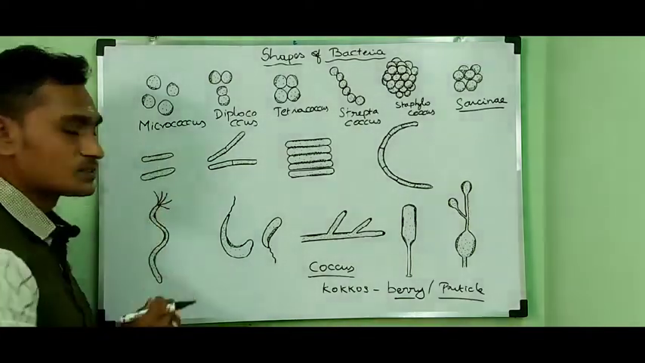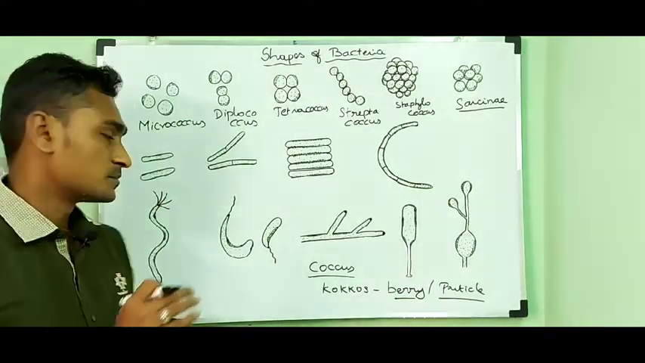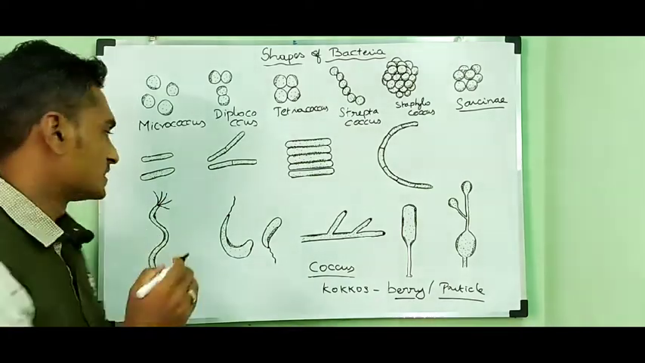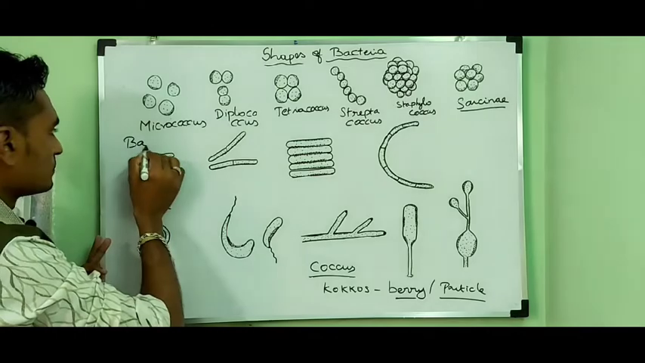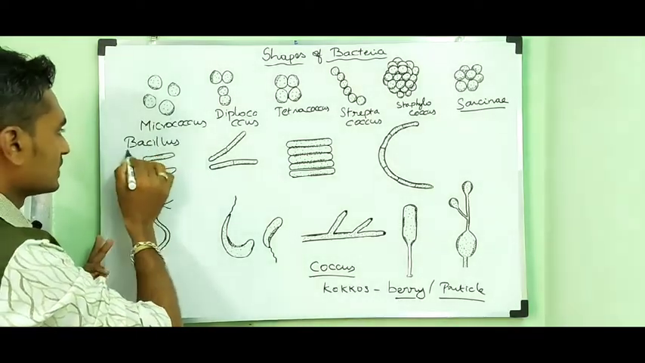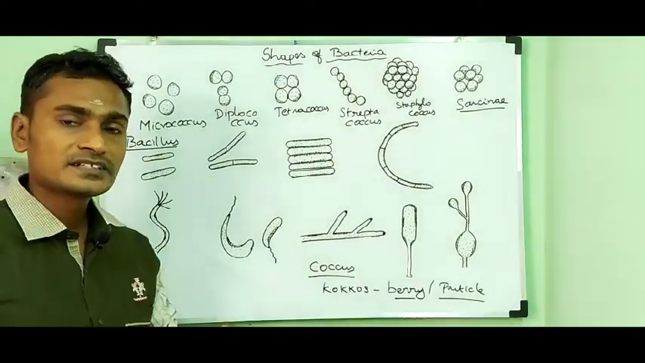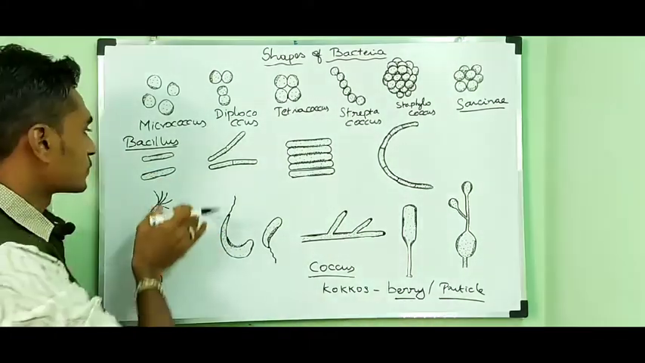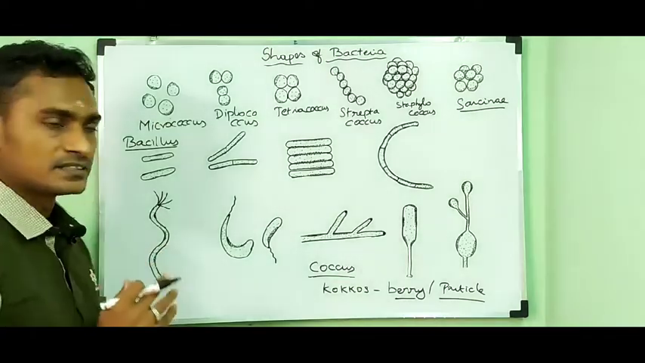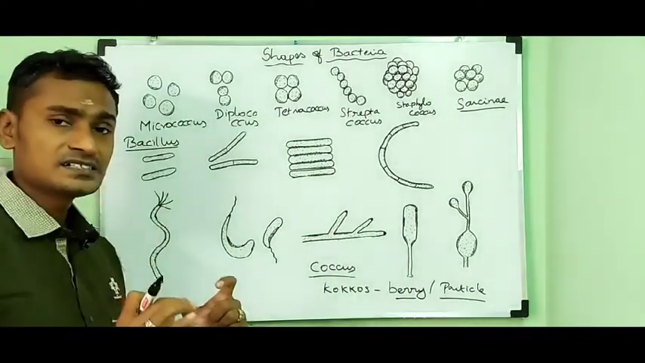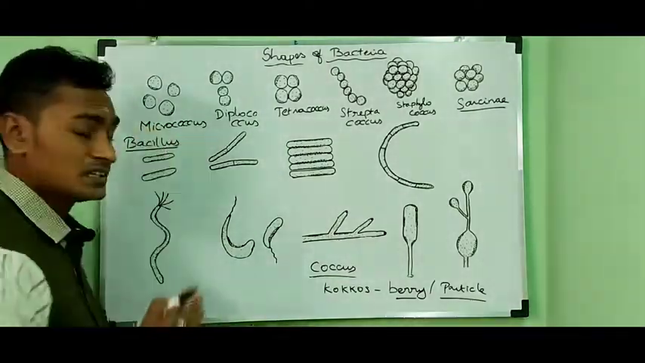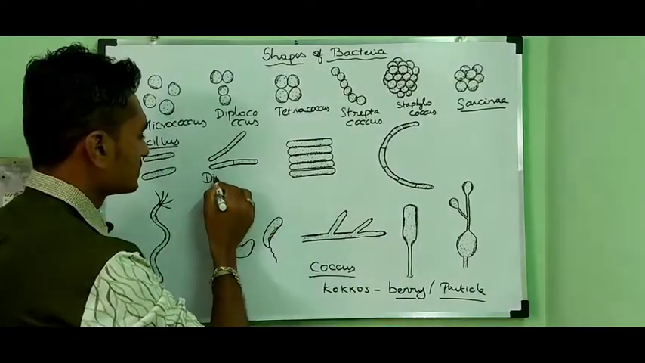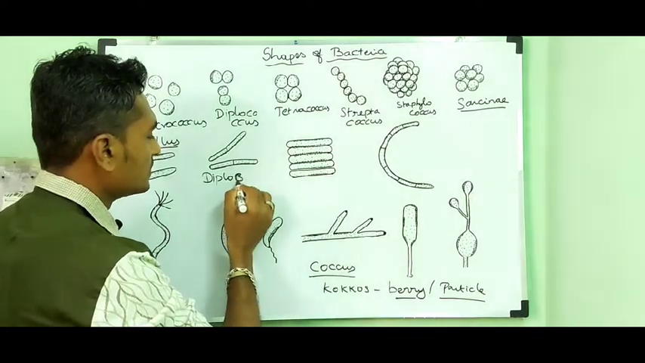So this bacteria shows rod shape, and that bacteria is called bacillus. If a bacteria shows elongated cylindrical rod shape, that bacteria is called bacillus bacteria. If that bacteria occurs singly, they are called bacillus. If that bacteria occurs in pair, they are called diplobacillus.